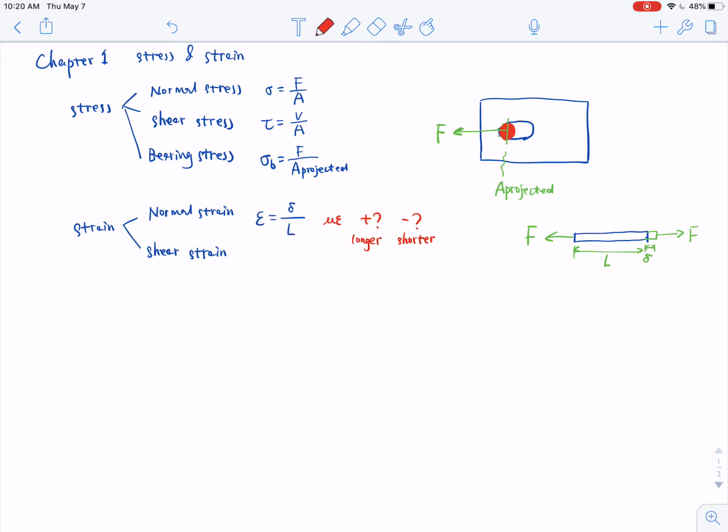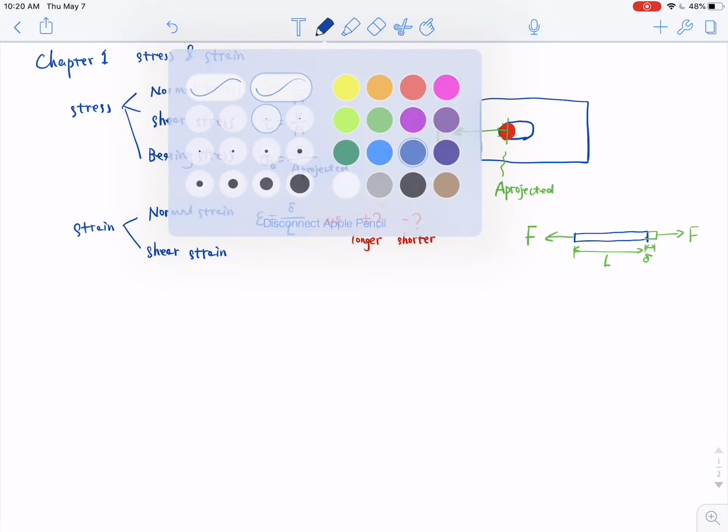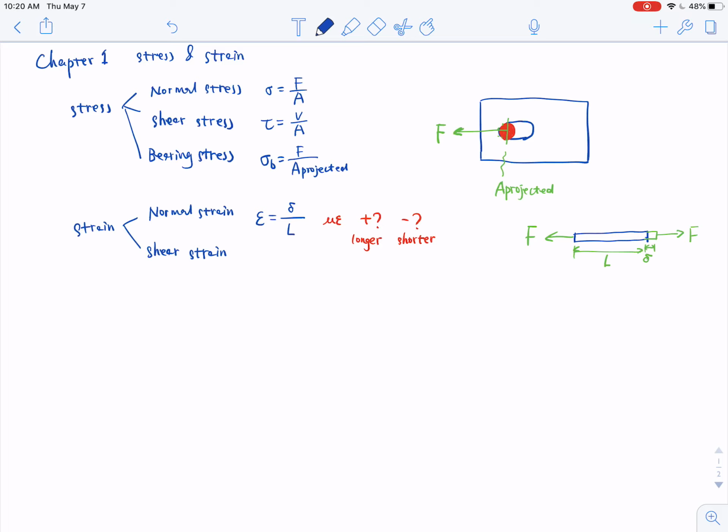Then how about the shear strain? Shear strain can be calculated by this equation: gamma equals delta x over L. What's the unit? Unit is kind of microradian, since this is an angle, right? So the nature of the shear strain is the angle.